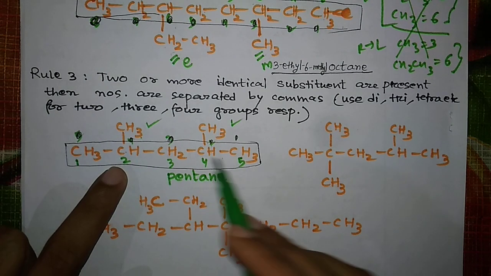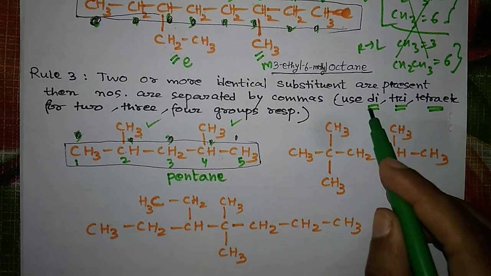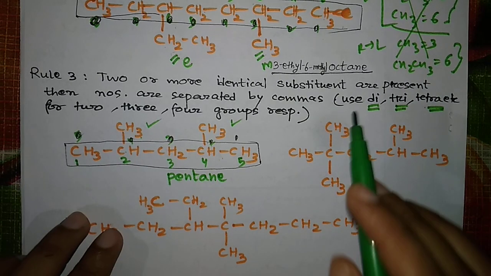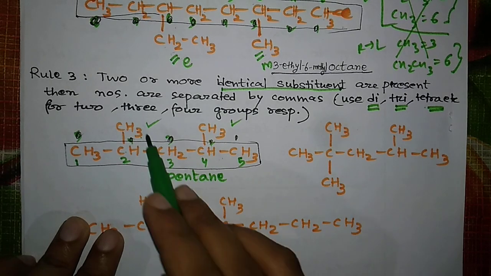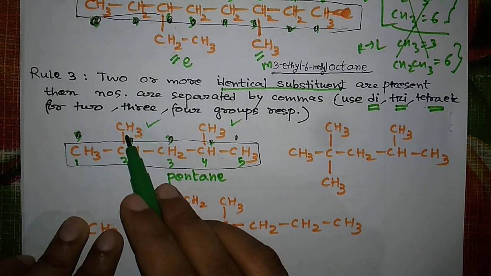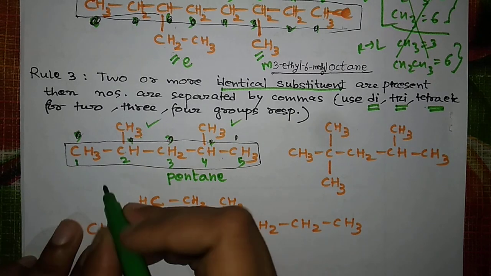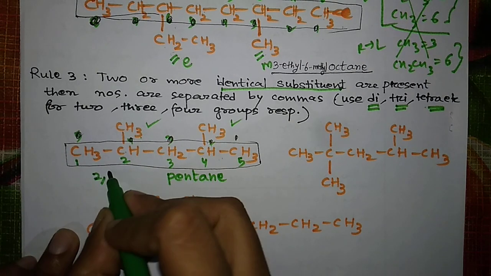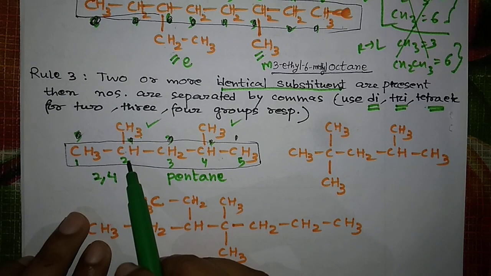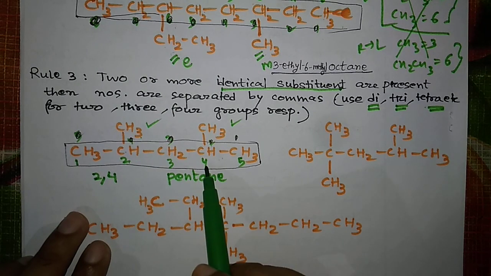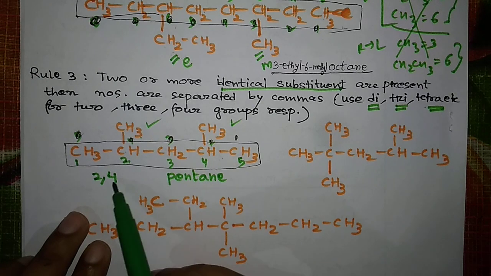How do we write? We will use these: di, tri, tetra. Okay, di means 2, tri means 3, tetra means 4. लेकिन ये रूल तभी apply होता है when there is an identical substituent, means one is methyl, other one should be methyl, one is ethyl, other one should be ethyl. Okay, so how do we write? We will write the numbers first. दोनों नंबर लिखना पड़ेगा, ऐसा नहीं कि सिर्फ एक लिखना है. 2 comma you will give and the other one is what? 4. 2 में है मिथाइल और 4 में है मिथाइल, so you write 2 comma 4.